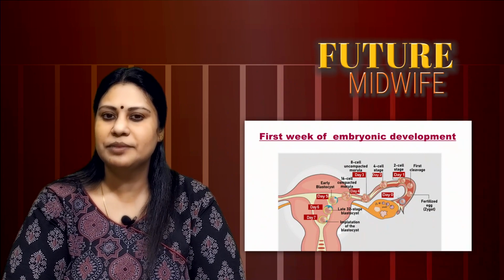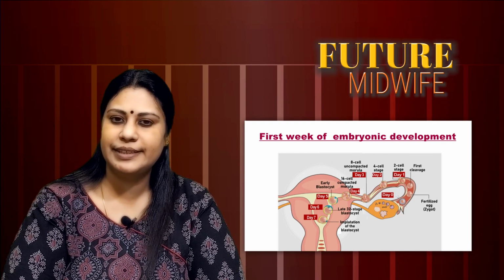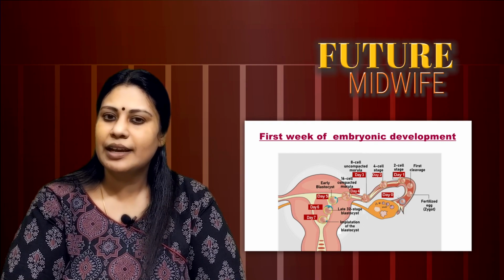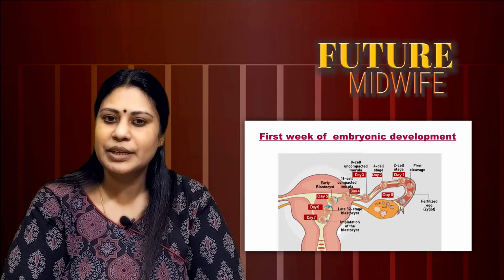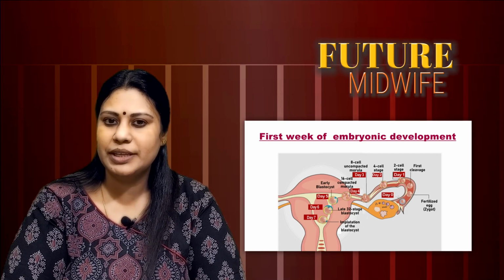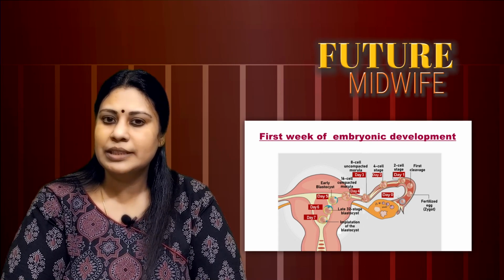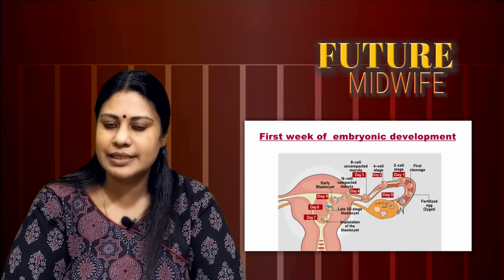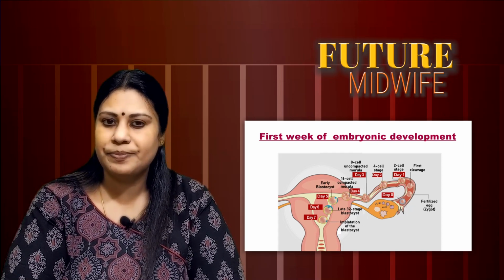First of all, I will explain the changes which happen in the first week of embryonic development. Fertilization takes place at day 0. After that we call it a zygote. The zygote undergoes cleavage, and on the first day it divides to form the two-cell stage. It again undergoes mitotic division, and on the second day it becomes the 4-cell stage. On the third day it reaches the 8-cell stage. On the fourth day it reaches the 16-cell stage.